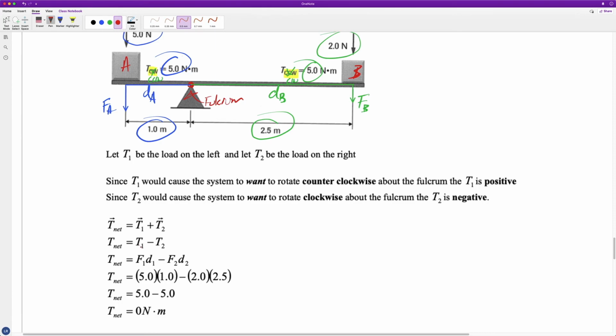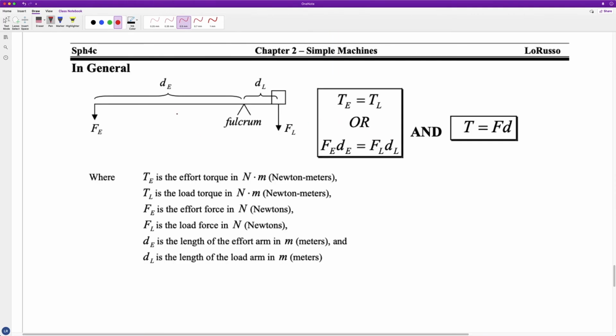So T1 is this load over here, or TA, and that one is positive because it's going counterclockwise, and this one that is going clockwise is negative. When we add those two together, we get a net torque of 0. In general, when we're looking at a balanced system with torques, and applying this to your lever system, the effort torque has to be equal to the load torque, or FEDE is equal to FLDL.